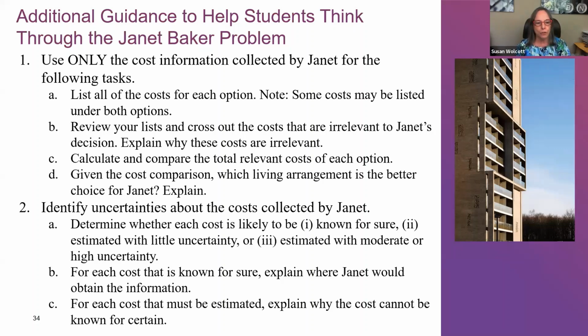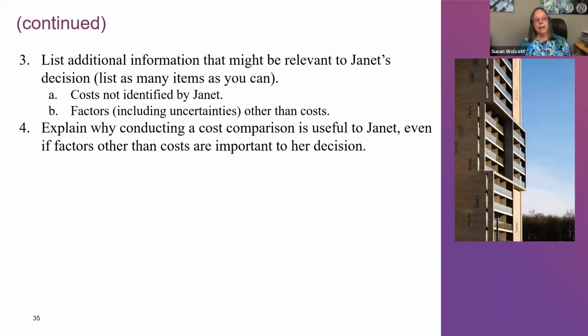So that way we can, again, go through and explain, part C here, explain why the cost cannot be known for sure. And then a couple of additional things. Then I'm leading the students into this idea that maybe information that wasn't given to you in the problem could be important. And part A is maybe there's some costs that Janet didn't identify when she was putting together her estimates. And then there could be factors other than costs that matter, like uncertainties could be important.